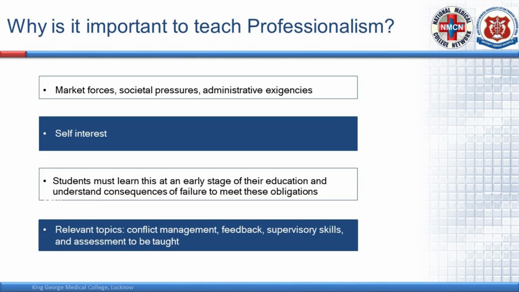So, why is it important to teach professionalism? There are a lot of market forces, pressure from society or administration, and self-interest sometimes comes in front of us. So students must learn this at an early stage of their education and understand the consequences of failure if you don't understand the importance of professionalism. Topics like conflict management, feedback, supervisory skills, and assessment have to be taught to students in the beginning.